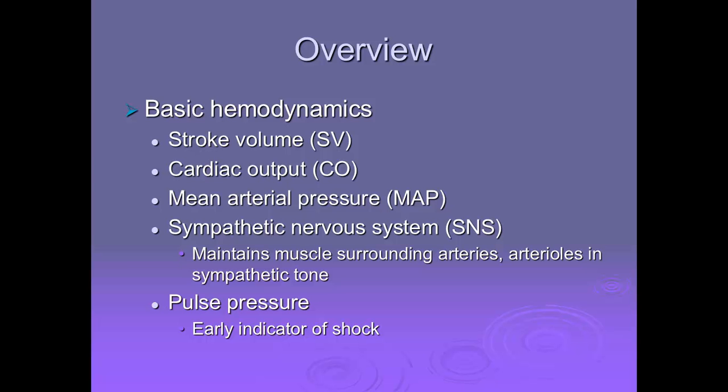Pulse pressure is the difference between systolic and diastolic blood pressure. It is often an early indicator of shock. A narrowing pulse pressure is consistent with hypovolemic and cardiogenic shock as a result of reduced cardiac output. Septic shock causes a widening in the pulse pressure.